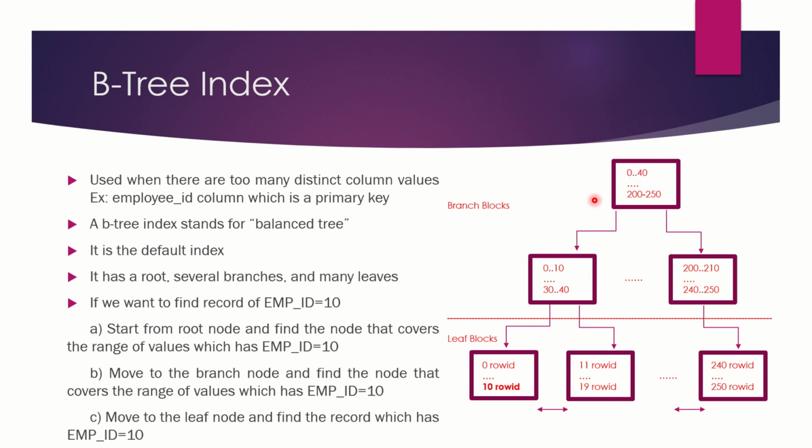The scan will move to the first branch node and try to find the leaf node which covers the range of values which has employee ID equal to 10. Now employee ID equal to 10 is present again in the first leaf node. So the scan will go to the first leaf node and it is at this leaf node that it retrieves the row ID of employee ID equal to 10 and the associated row values.